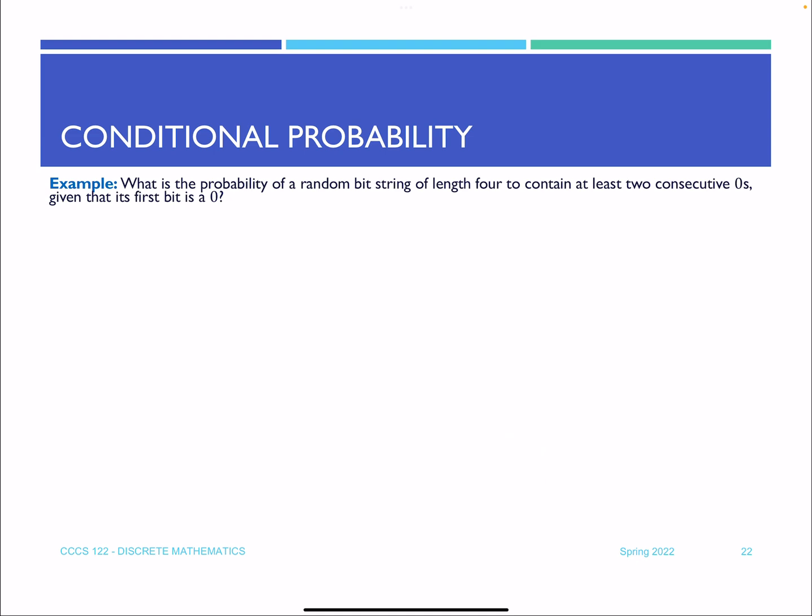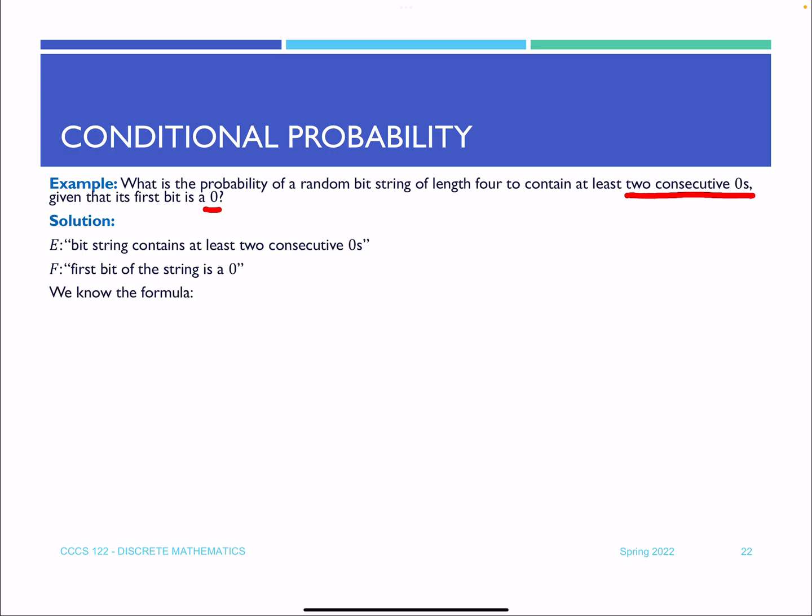What is the probability of a random bit string of length 4 containing at least 2 consecutive zeros, given that the first bit is already a 0? Okay, so we have one event E: the bit string contains at least 2 consecutive zeros. And the other event is F: the first bit of the string is a 0. Now, we know the formula for conditional probability is this.